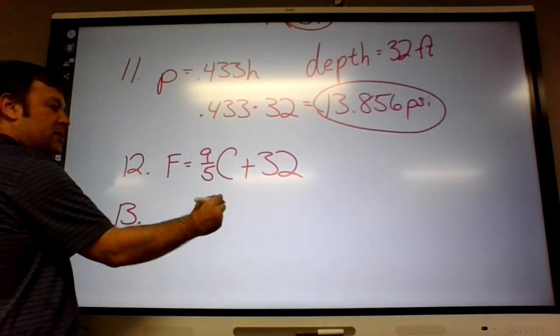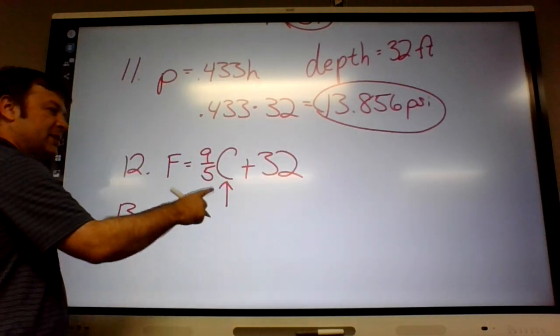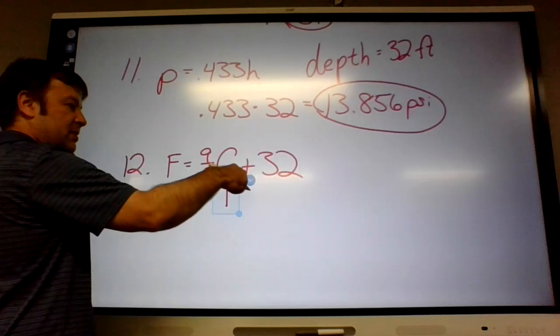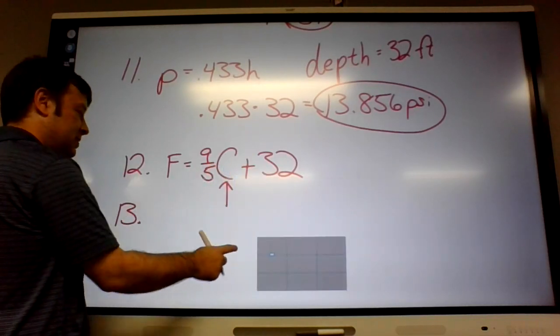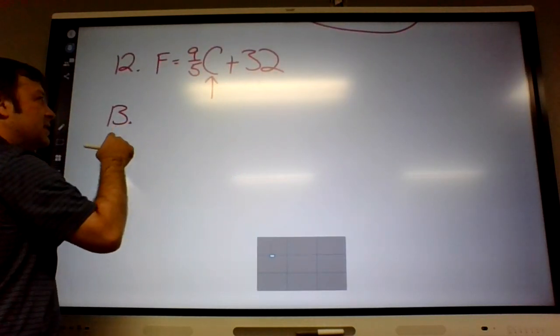Okay, so they give you the Celsius, you plug it right there, 9/5 times the Celsius temperature plus 32. And that will tell you the Fahrenheit temperature.